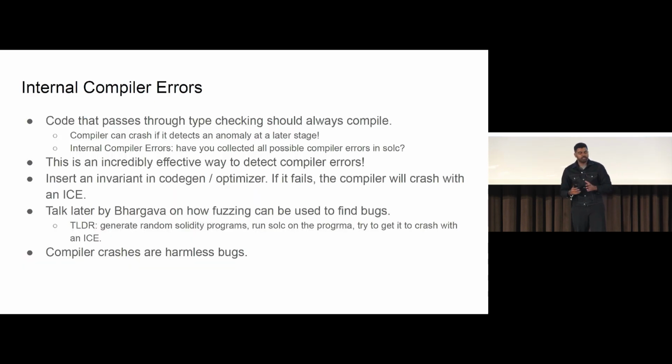And this is what I want to get to right now. What are internal compiler errors? One interesting insight we can have is if a code passes through type checking, it should almost always compile, which actually means that if the compiler can actually detect an issue after type checking, the compiler has the luxury to crash. I say this is a luxury because a lot of software you cannot do this. For example, in Git or something like that, liveness is really important. So you don't have this luxury of just crashing if it detects an issue.